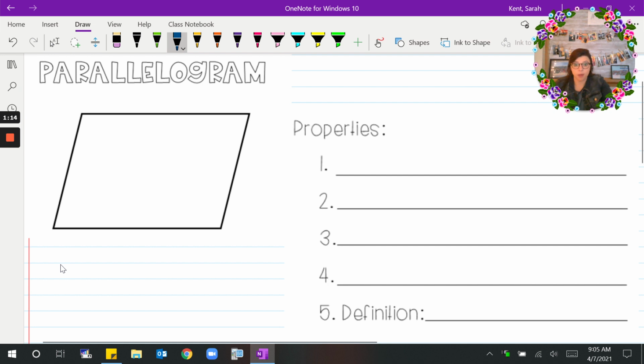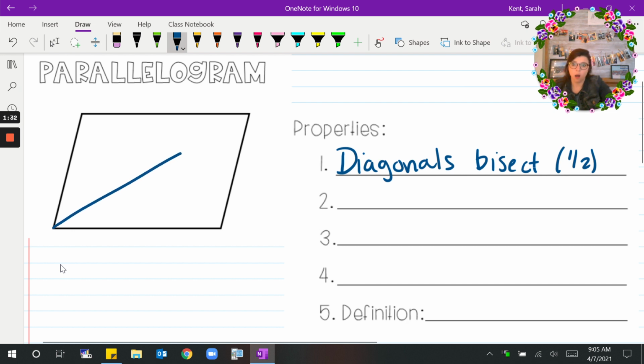Our first property is that our diagonals bisect each other, which means they cut in half. So if I have one diagonal that goes from corner all the way across to the other corner, and then from corner all the way across to the other corner, that means that this piece and this piece are equal, and this piece and this piece are equal. So 1 and 2 may be different, but 1 and 1 are the same. 2 and 2 are the same.